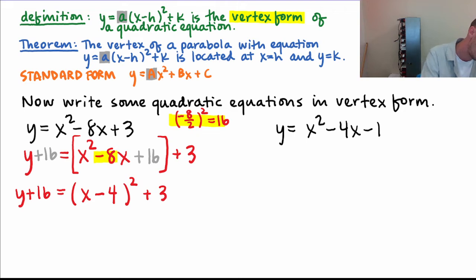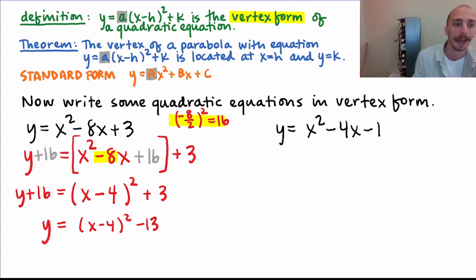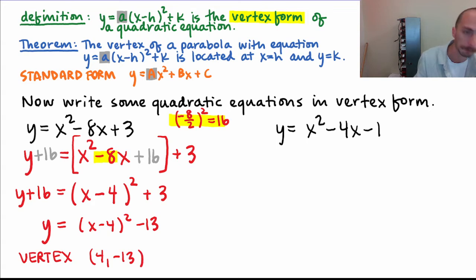Okay, so I'll just get rid of that arrow. And now I'm going to subtract 16 from both sides, and I get y equals x minus 4 squared minus 13. And that would mean that I've got a vertex where x is positive 4 and y is negative 13. Okay, now you try this next one on your own. You're going to work this on your own, and in a second I'm going to flash up the answer, so you should pause now.